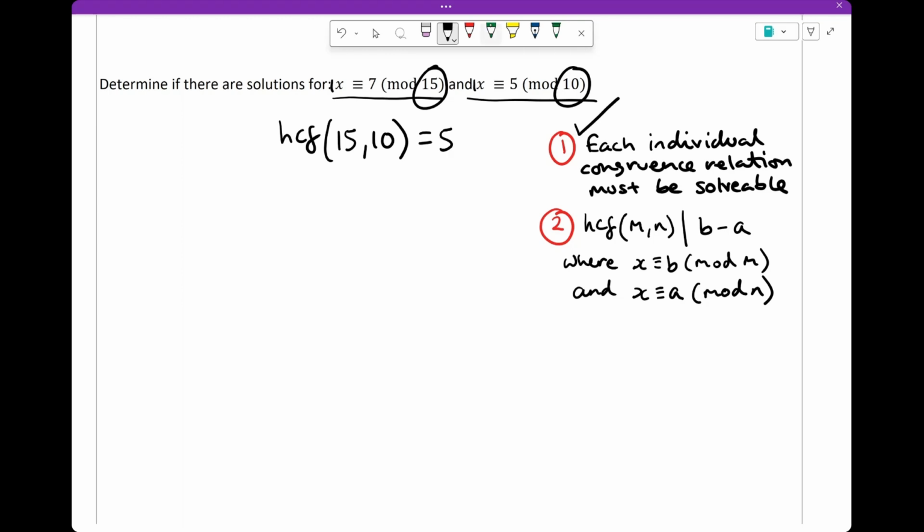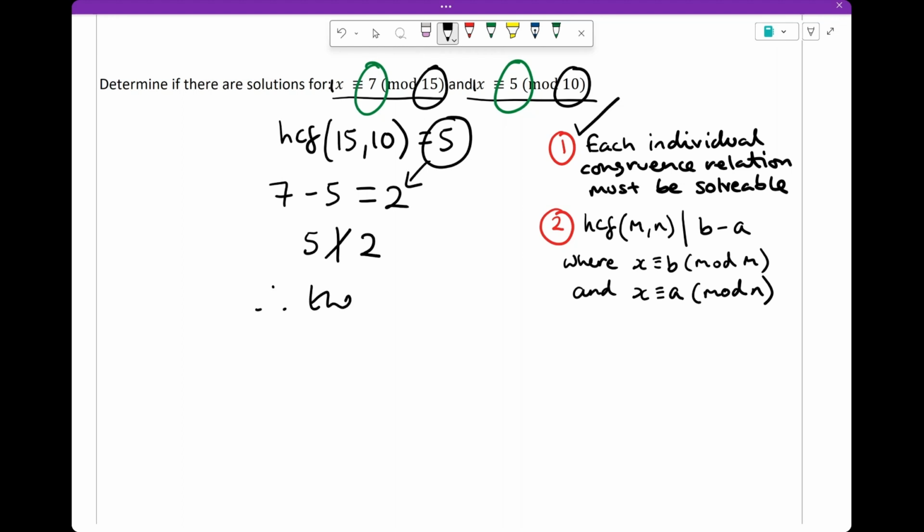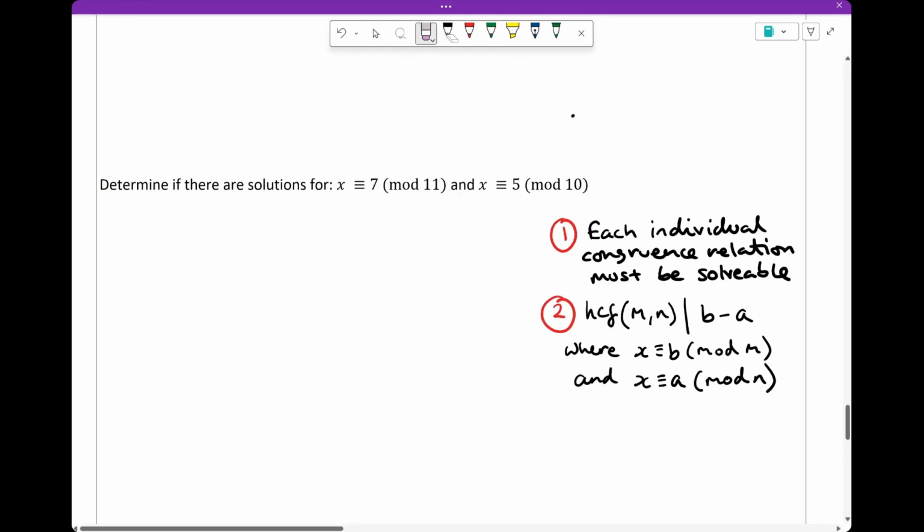Then what we're going to do is make use of the two numerical values we haven't used yet, so the 7 and the 5. We're going to consider the difference between these two values. So 7 subtract 5 is equal to 2. Now, is our highest common factor 5 a factor of 2? No, it's not. We'd say 5 is not a factor of 2. So therefore, there are no solutions. Let's consider one more scenario.